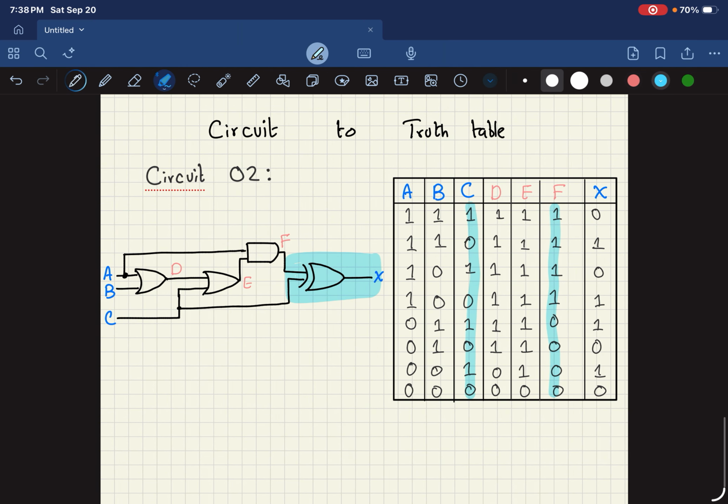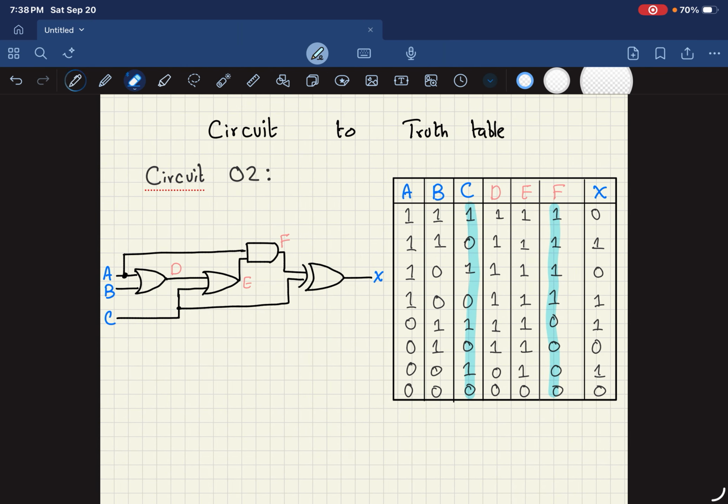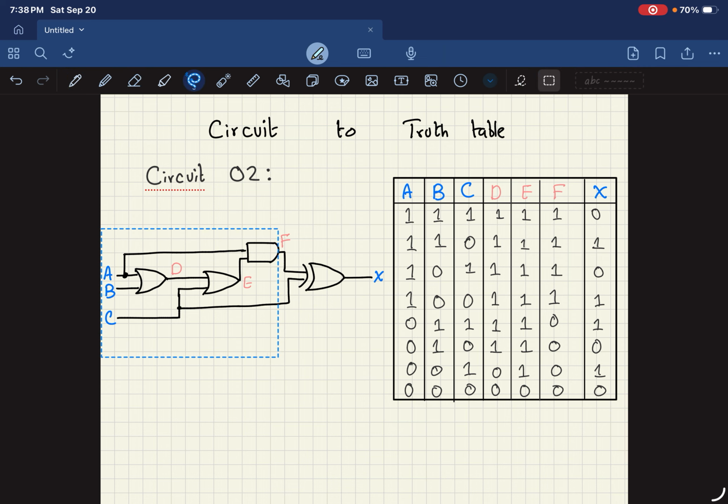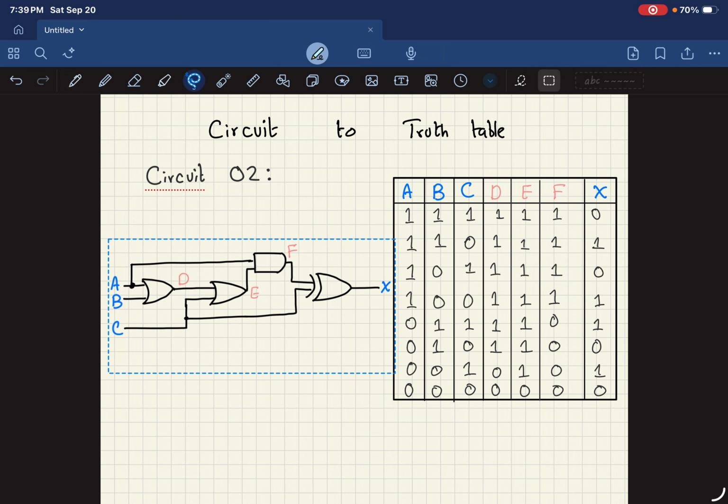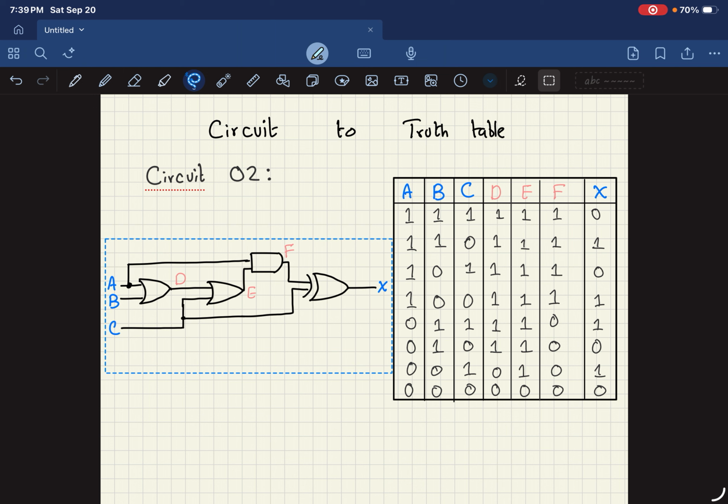Hence we have successfully been able to produce the exact truth table for this circuit as well. So that was our second example. This is the more difficult example. If you are new to logic gates, I would advise rewatching this video for further clarity.